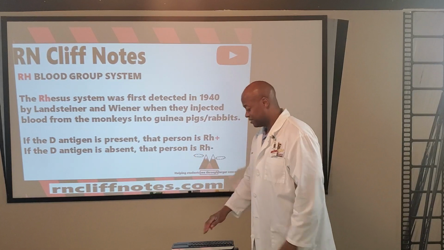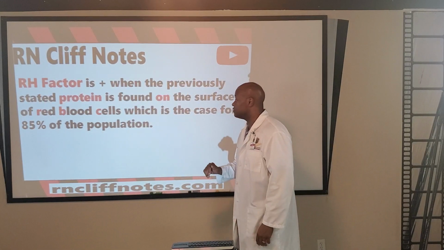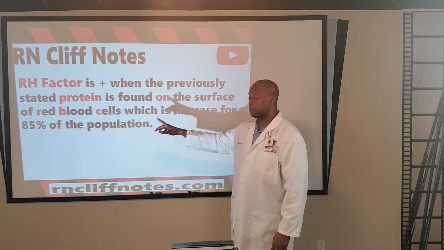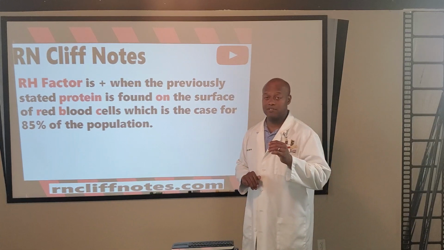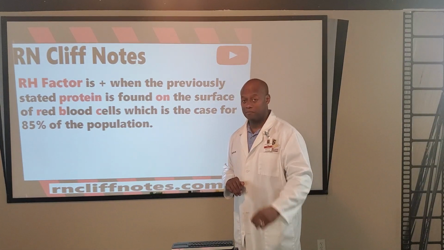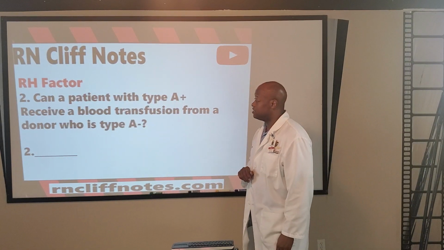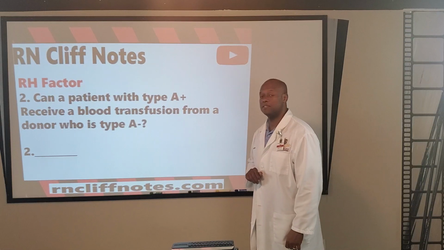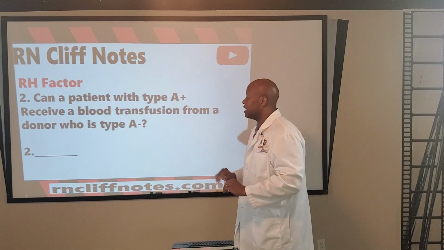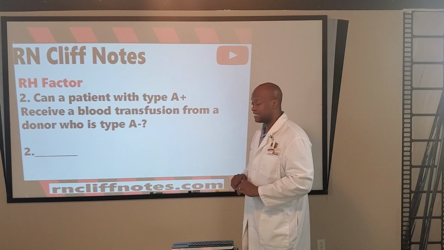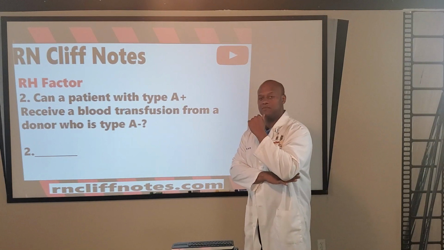Yes? Good. Now, okay, RH factor, when they're positive, that's the previously stated protein found on the surface of red blood cells, and as it turns out, 85% of the American population are RH positive. And can a patient with type A plus blood, so our patient's A positive, and the donor in this case is A negative, can we proceed with that transfusion?